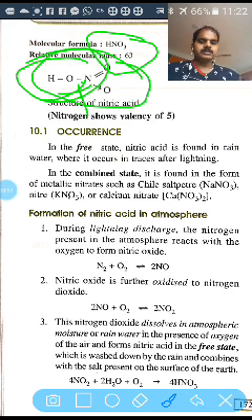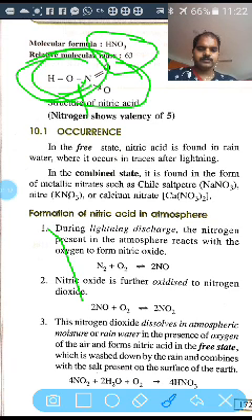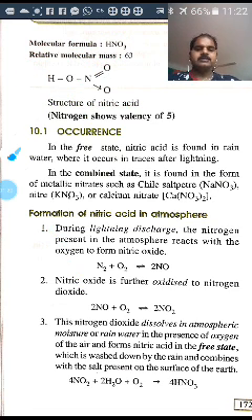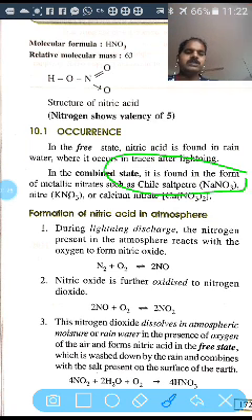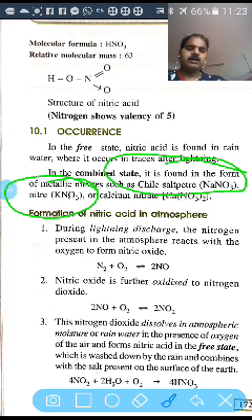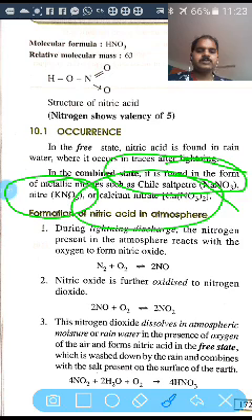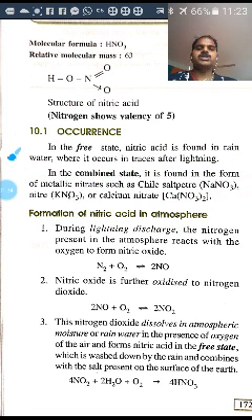Now, occurrence. Nitric acid rarely occurs in free state in the atmosphere, but during rains or snow we can find them dissolved in water or snow, because in the atmosphere a very slight amount of nitric acid is formed. Now this nitric acid can be obtained in combined state in the form of Chile saltpeter, niter or calcium nitrate. These are the possibilities.